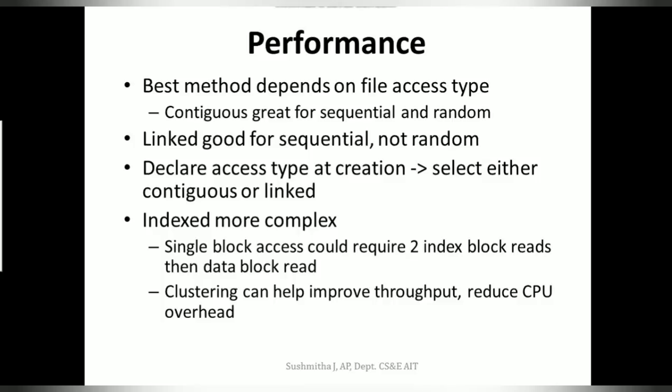If the index block is already in the memory, then the access can be direct. However, we have seen if the file size is too large, the index block can also span multiple index blocks. So having all that in the main memory is occupying too much of main memory. So this is about the performance of the three allocation methods that we discussed.